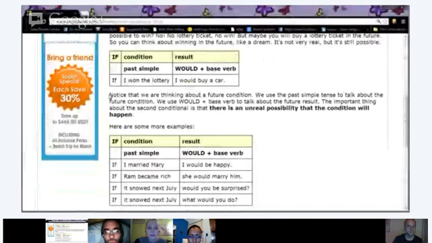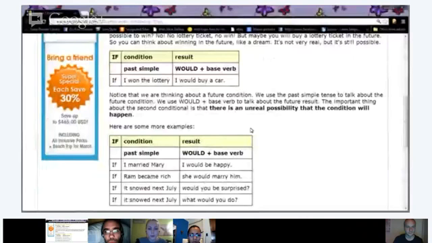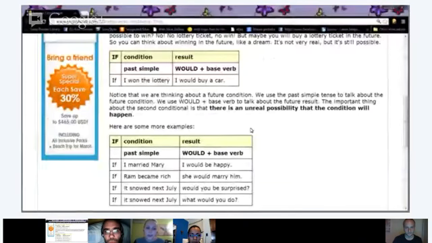Notice that we are thinking about a future condition. We use the past simple tense to talk about the future condition. We use would plus base verb to talk about the future result. The important thing about the second conditional is that there is an unreal possibility that the condition will happen. Should I read the examples? Yeah, go ahead and read those. That'd be fine. Go ahead and read.